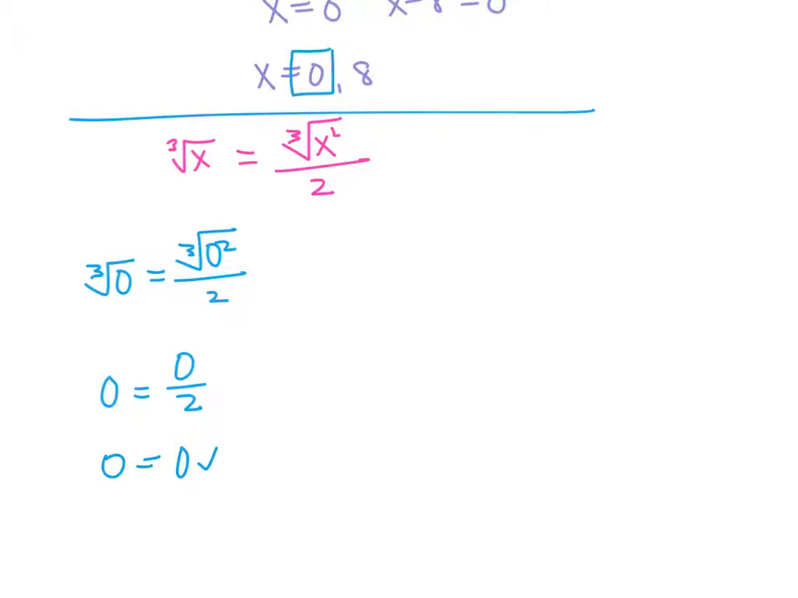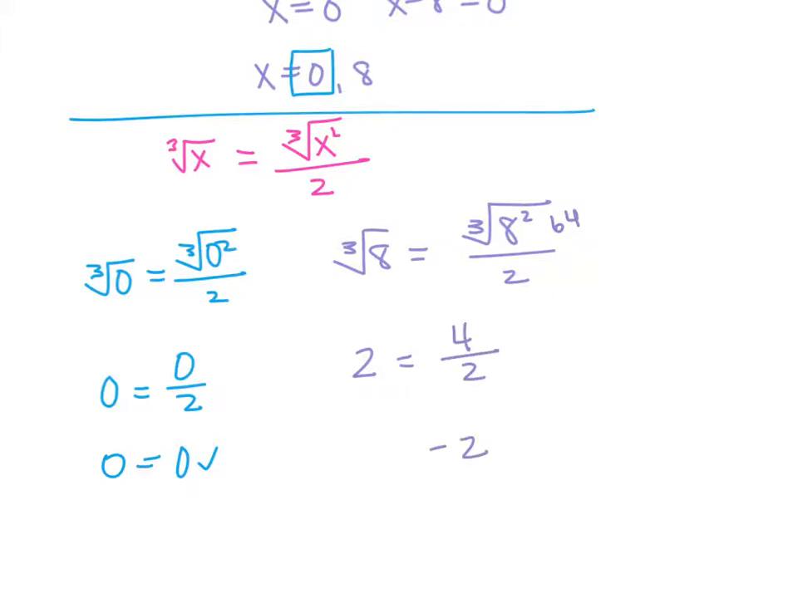Now we have to check the other one. Plug in an 8. So we have the cube root of 8 equals the cube root of 8 squared over 2. Alright, simplify the left side. The cube root of 8 is 2. On the right side, we have to square the 8 first. 8 squared is 64. And the cube root of 64 is 4. I'm going to carry down the divided by 2. 4 divided by 2 is 2, and that worked out also. So our 2 answers, 0 and 8, are both solutions.